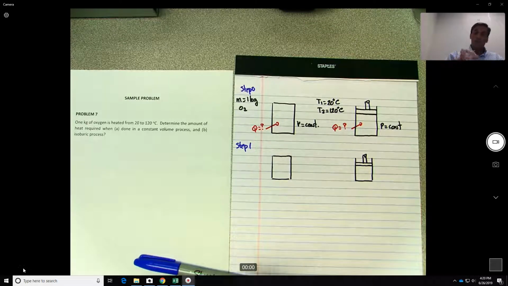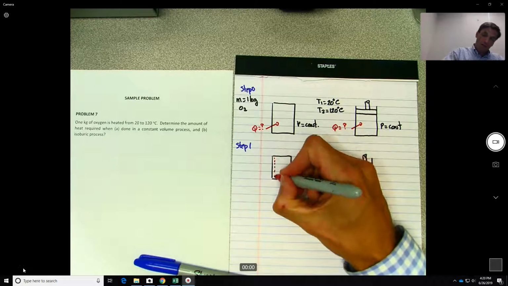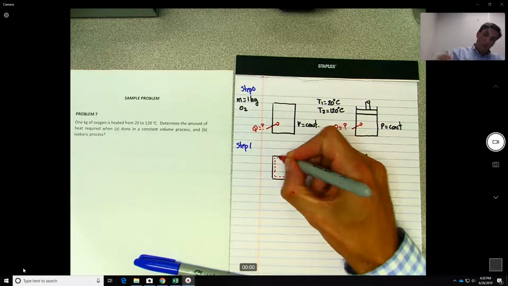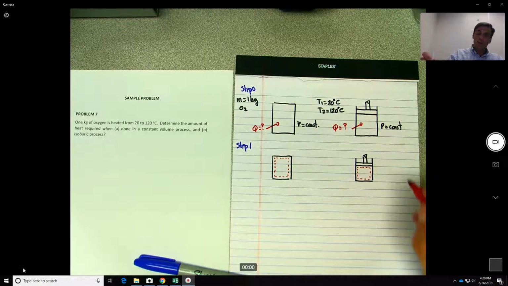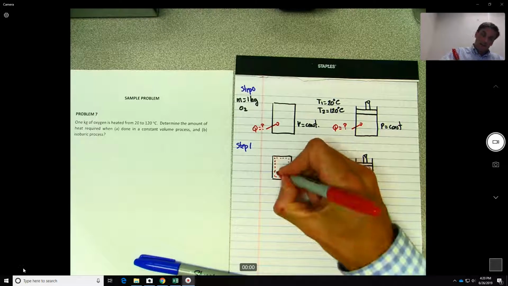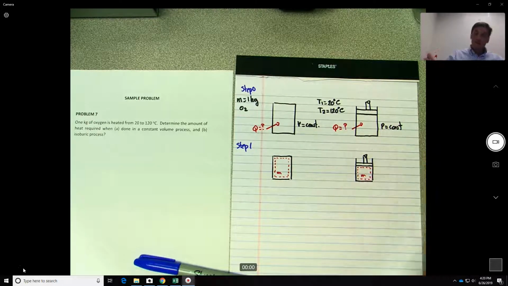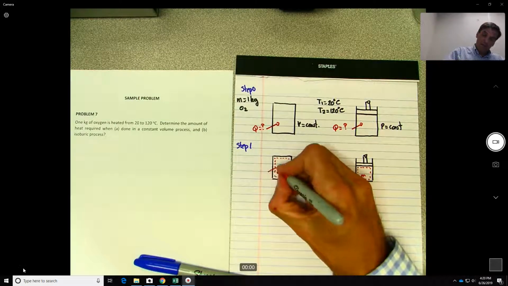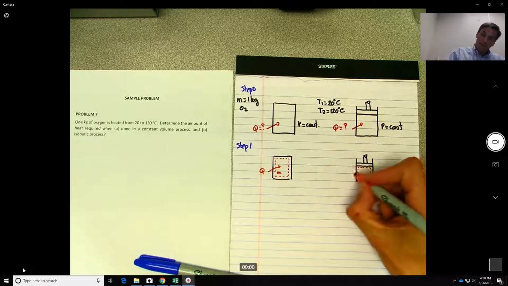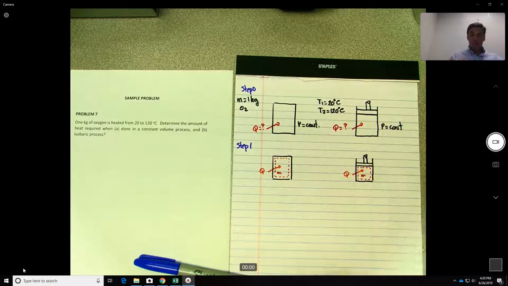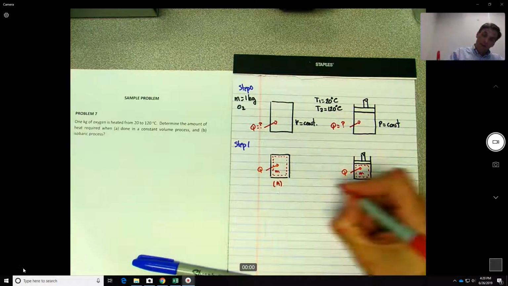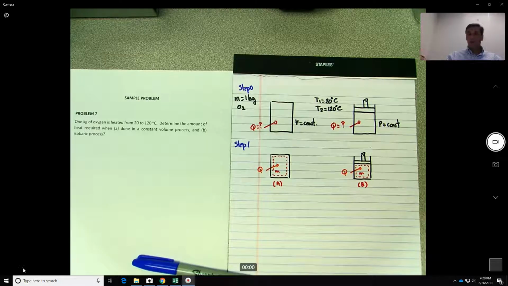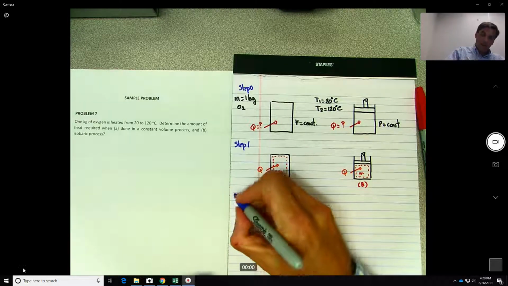Alright, just in this step I'm going to give a bit more information so that we see this is a closed system. I show the closed system over here, and the mass is unchanged, and we need to find what is the amount of heat that I need to put into the system, and this is case A, case B. Alright, step 2.